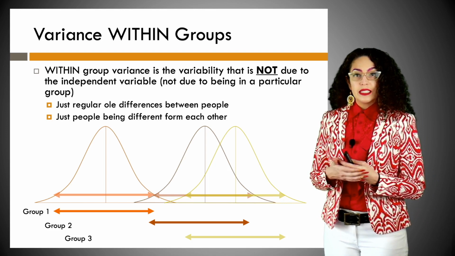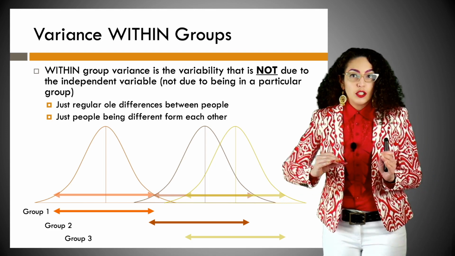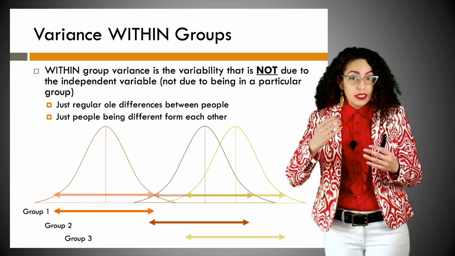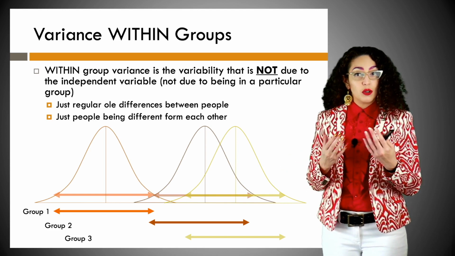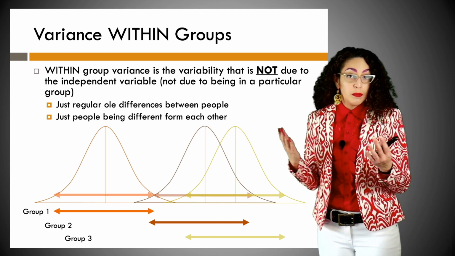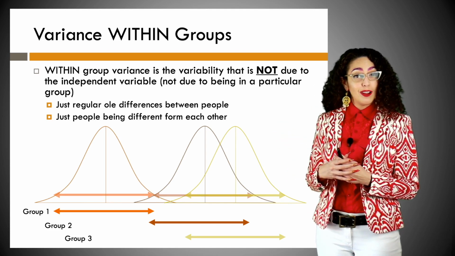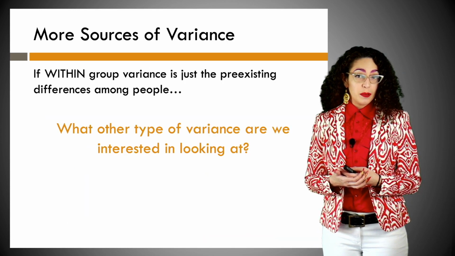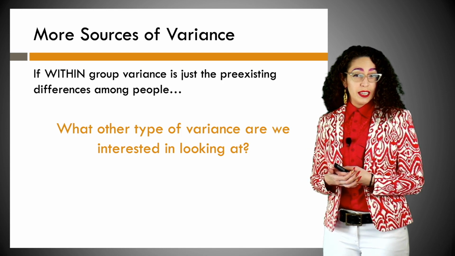Within group variance is the variability that is not due to the independent variable, that grouping variable, whether they are studying with the book or studying with lecture notes or both. This is just regular differences between people, just people being different from each other, as we all are. So if within group variance is just those pre-existing differences among people, what other type of variance are we interested in looking at?